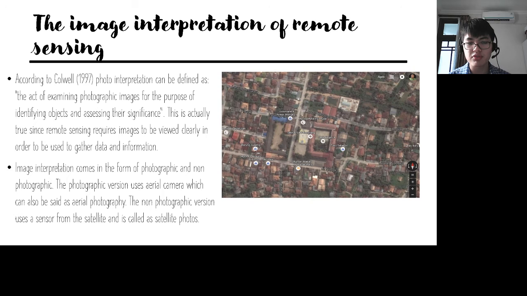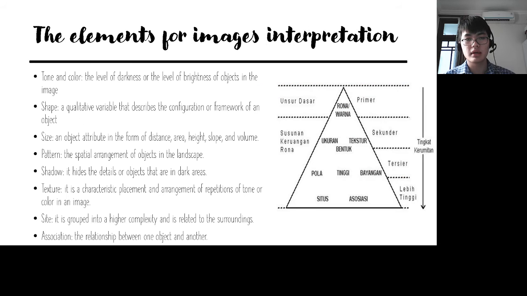The photographic version uses aerial camera, which can also be said as aerial photography. The non-photographic version uses a sensor from the satellite and is called as satellite photos. Next, we have the elements for images interpretation. As you can see, I have found at least eight of them.